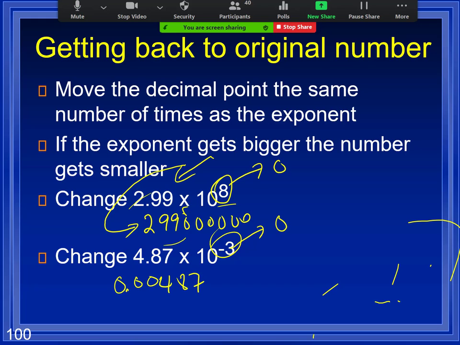I don't change Sig Figs when I'm going into scientific notation. This had 3 Sig Figs. This has 3 Sig Figs. The Sig Figs don't change. If you go back and look at all our examples, the number I started with and the number I ended with had the same number of significant figures. The 10 to the power doesn't tell me anything about Sig Figs. Only the numbers in front do.